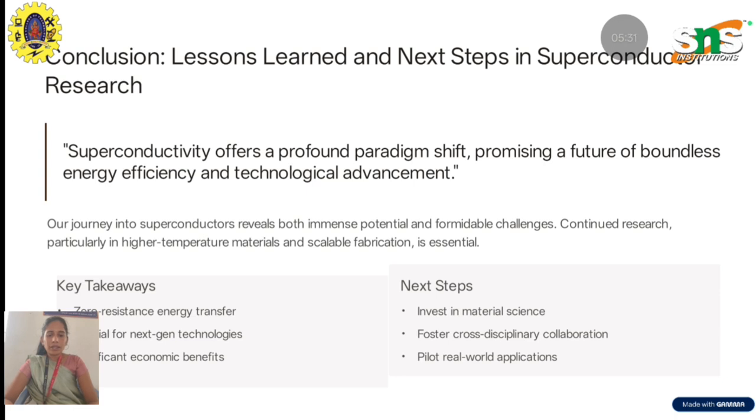The key takeaways in this case study are: zero resistance is crucial for next-generation technologies, and there are significant economic benefits. The next steps are to invest in material science and pilot real-world applications. These are my case study points on the topic of superconductors.